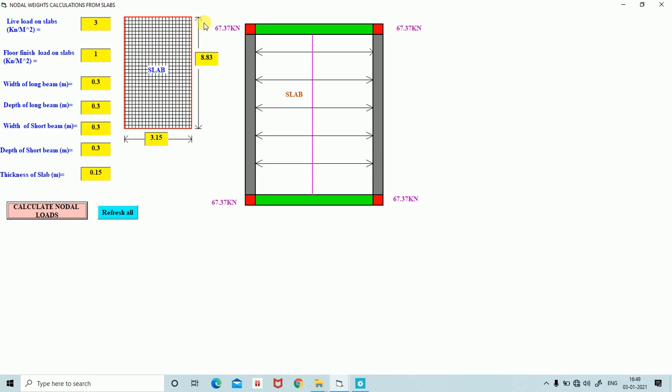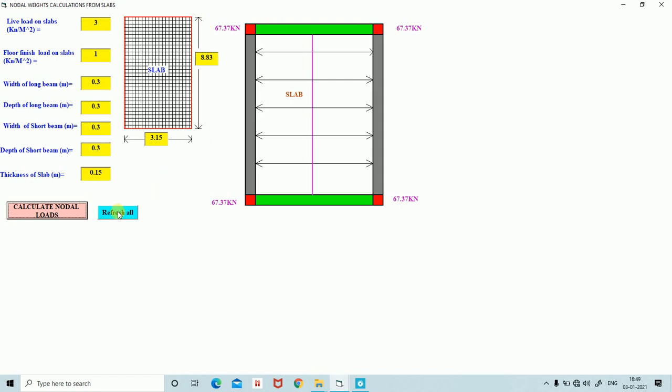By using some other tools like IDARC 2D, or there are many other tools like the OpenSees tool, we have to find the nodal weights. Therefore this software is very useful for earthquake engineering purposes also.